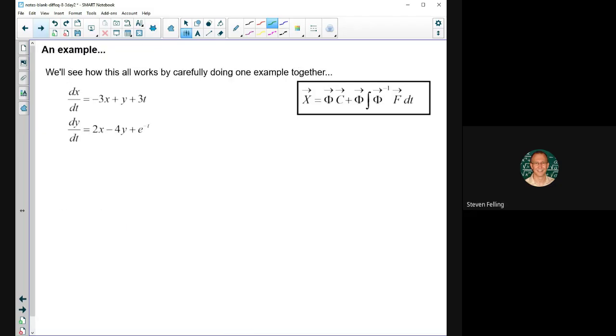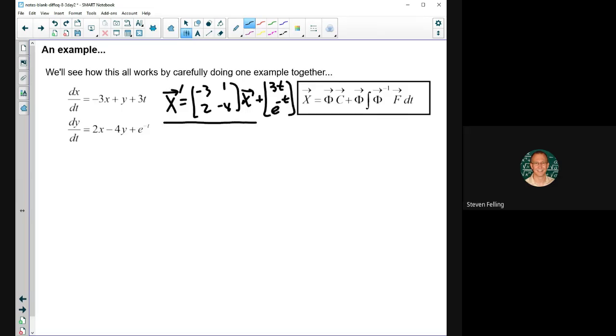Okay, so let's do a two-dimensional system here, and we'll do it carefully, step by step. This is the last slide just to go through this example completely. All right, so we've got this system. The first thing we have to do is find the solution for the corresponding homogeneous system. So here's the whole matrix. It's x prime equals [-3, 2; 1, -4] x, and then we've got this over here, which is 3t and e to the -t. So that's the non-homogeneous part. But first we're going to solve this.